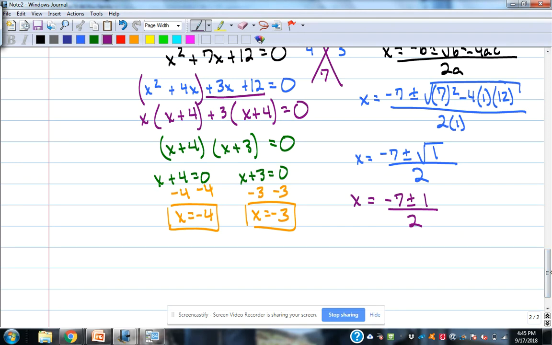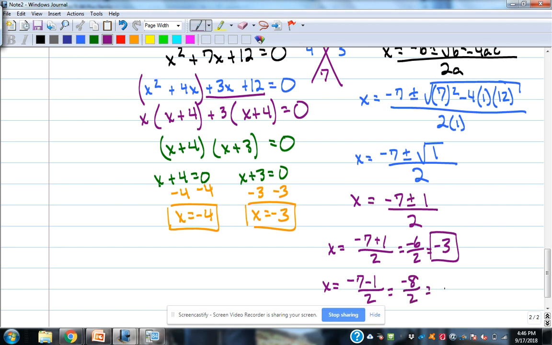I've got two problems here. I've got -7 plus 1, then divided by 2, and I've got -7 minus 1, then divided by 2. So I just do those two problems. -7 plus 1 divided by 2, that's going to be -6 over 2, which is -3. Hey, all right, that's one of the answers I was supposed to get. I did it right. Then I do -7 minus 1 over 2. That's -8 over 2. -4.